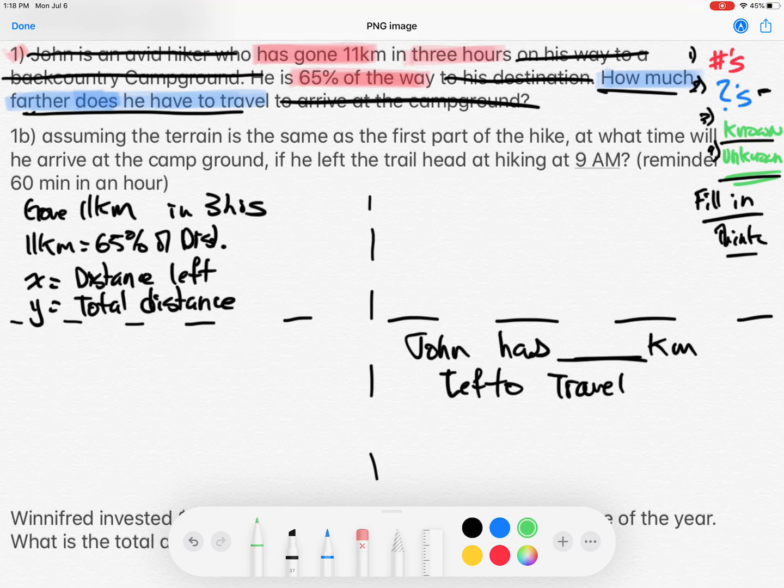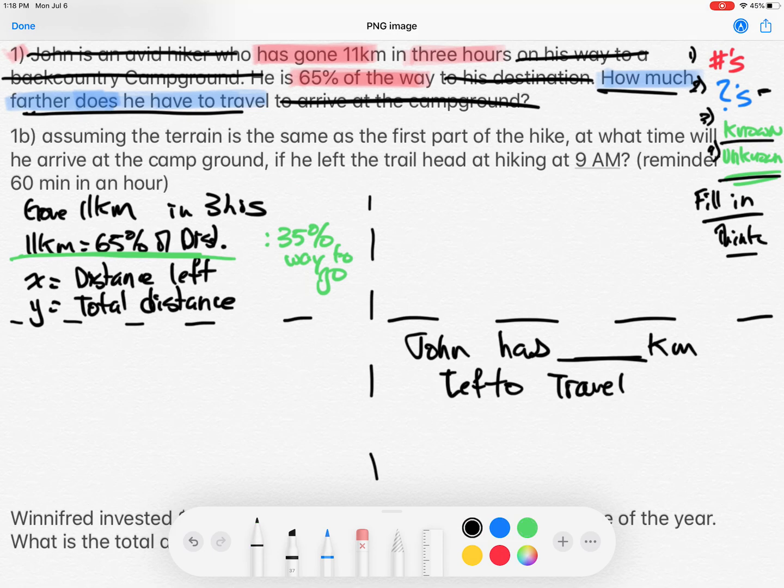The other thing I would do in here is I know 11K is 65%, right? So how much does he have left? Well, this also means that he has 35% of the way to go. How did I get that? Well, 100% would be 100. So 100 minus 65 gives me 35%.